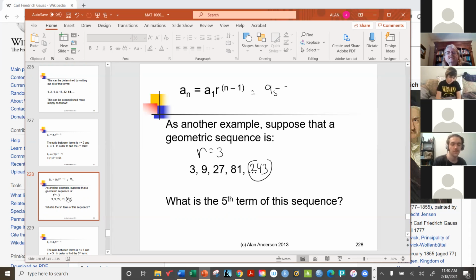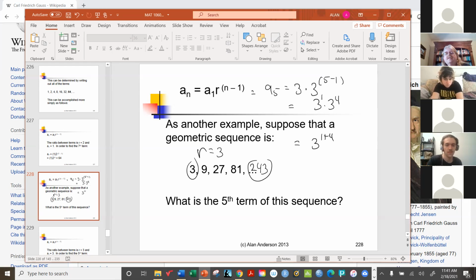A5 is A1, which is 3, times 3 again, raised to the 5 minus 1 power. Now here there's an implicit 1 in the exponent. So this is 3 to the 1 plus 4, 3 to the 5th. And if you put that in your calculator, you'll see that it is in fact 243. And that's it. That's all you have to do.